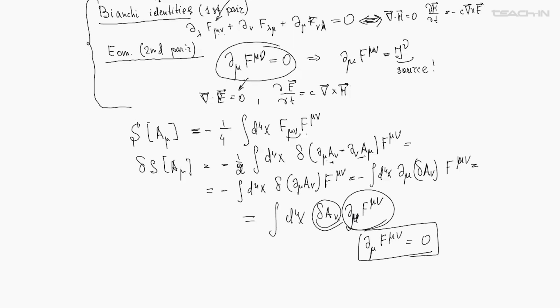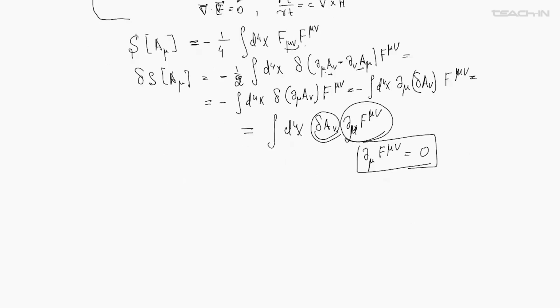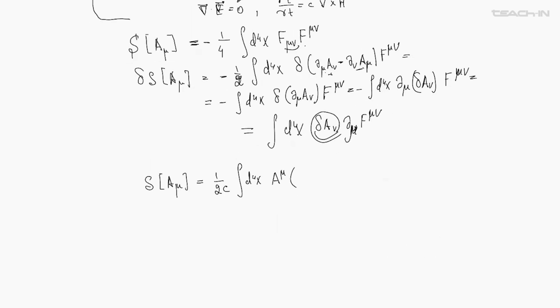Now, integrating by parts, you can also bring this action to the form S[A_mu] = 1/2 c integral d^4x A^mu, and then here in the brackets you will get the following expression: (eta_mu nu d_rho d^rho minus d_mu d_nu) A^nu.